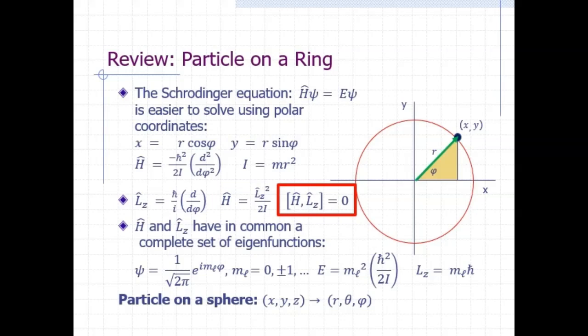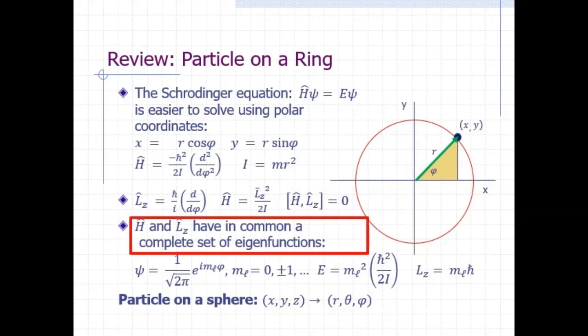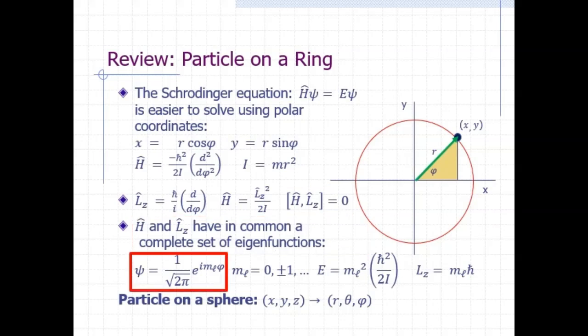Because H hat and Lz hat are Hermitian operators and they commute, they must have in common a complete set of eigenfunctions. The eigenfunctions in the common complete set are of the form 1 over the square root of 2 pi times e to the i times m sub l times phi, where the quantum number m sub l is restricted to integer values. The eigenvalues of the Hamiltonian operator, the allowed energies, are m sub l squared times h bar squared over 2I. And the eigenvalues of the Lz operator, the allowed values of the z component of the angular momentum, are m sub l times h bar.